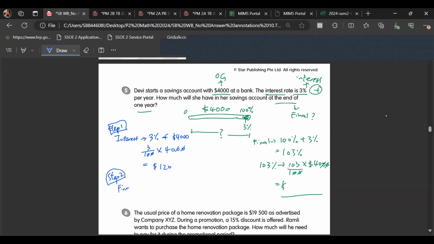Step two: final amount at the end of the year is original price plus interest. So $4,000 plus 120. Oh, quite easy. Both methods work great.